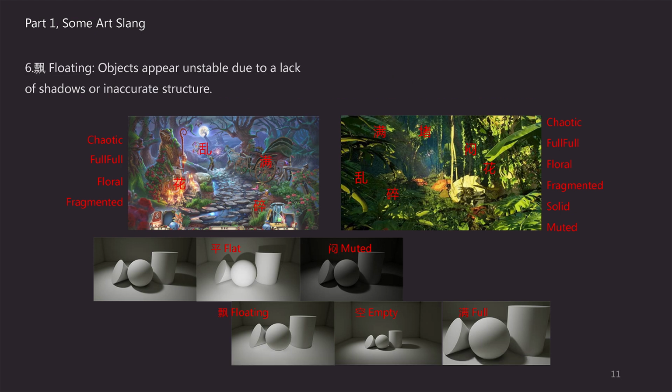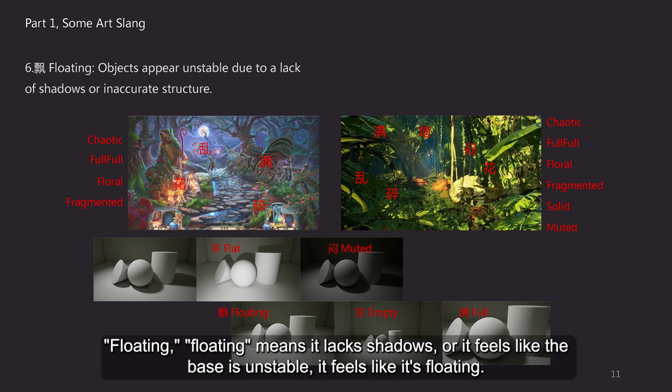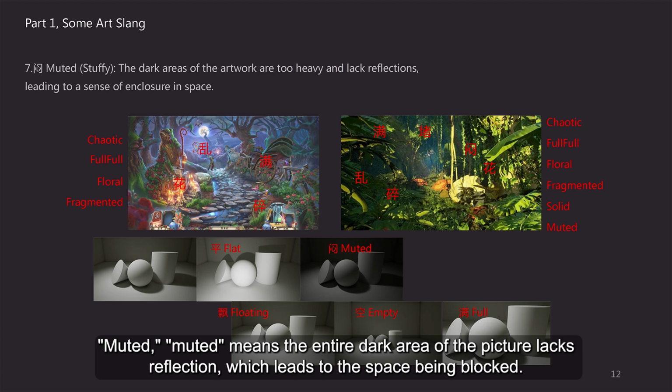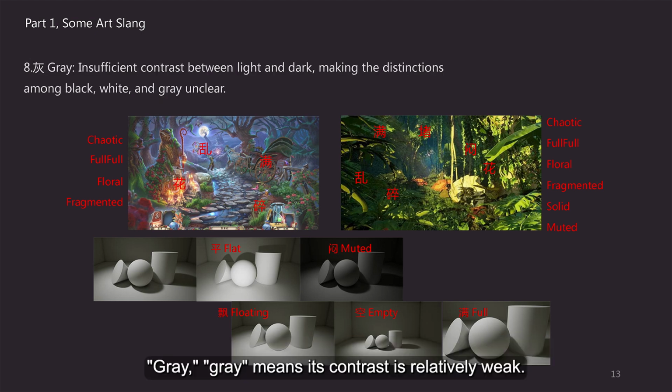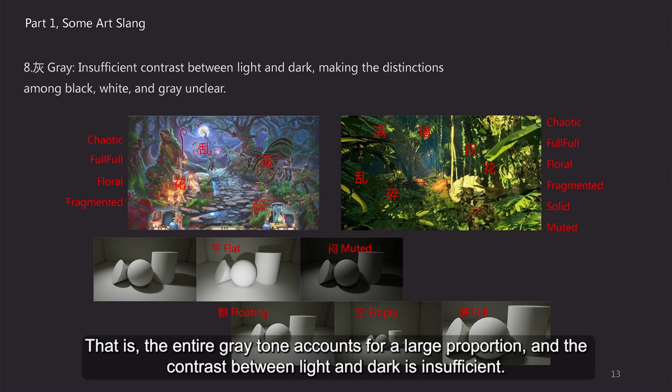It seems unnatural. Floating means it lacks shadows, or it feels like the base is unstable, so it feels like it's floating. Muted means the entire dark area of the picture lacks reflection, which leads to the space being blocked. It also means that it is not breathable, and the entire picture is relatively full and not breathable. Gray means its contrast is relatively weak. Insufficient contrast between light and dark. That is, the entire gray tone accounts for a large proportion, and the contrast between light and dark is insufficient.